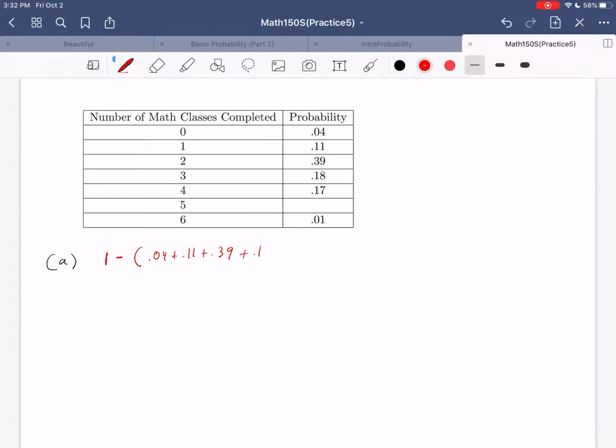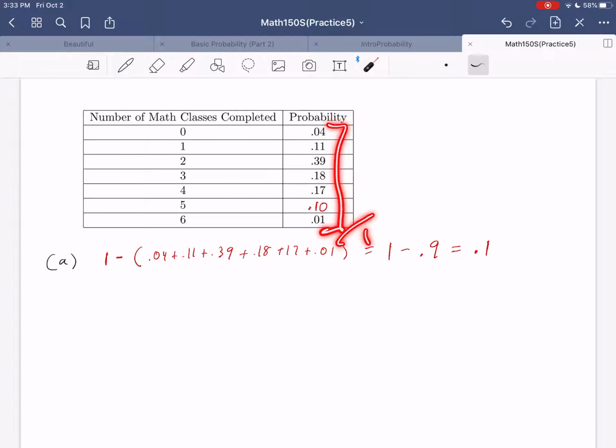What we're doing by that is guaranteeing that whatever we put here will cause everything to sum up to 1. So if we do that, 0.04 plus 0.11 plus 0.39 plus 0.18 plus 0.17 plus 0.01, we get 1 minus 0.9, which means that the missing value should be 0.1, or if you prefer, 0.10. Now if you want, you can check. If you add all these up, it will actually sum up to 1.